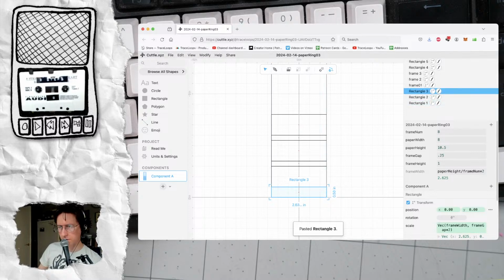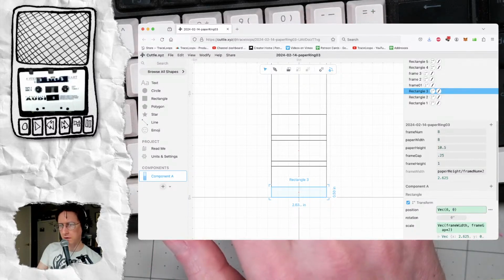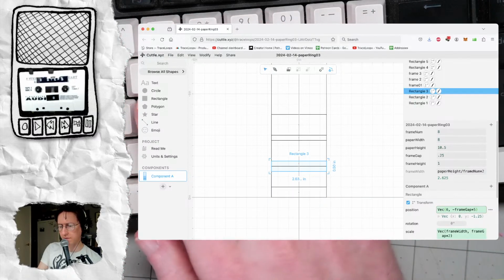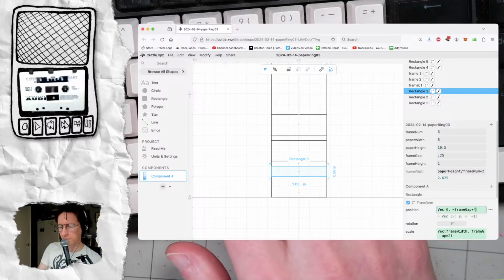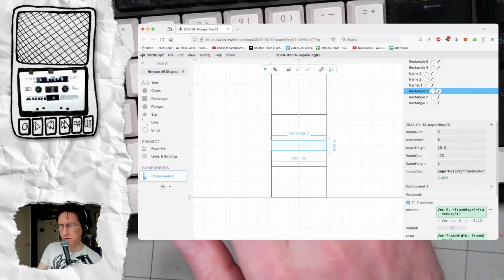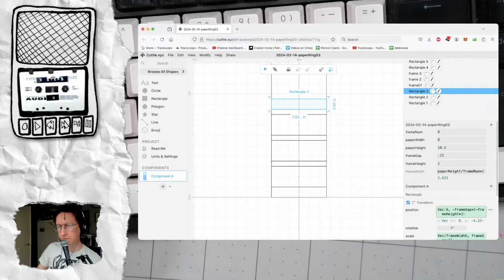And its position is negative frame gap times 5, 4, 5, 1, 2, 3, 4, 5 minus frame height times 3. Okay, actually, yeah, 1, 2, 3, 4. And so I have a total of 1, 2, 3, 4, 5, 6, 6 frame gaps and 3 frames.